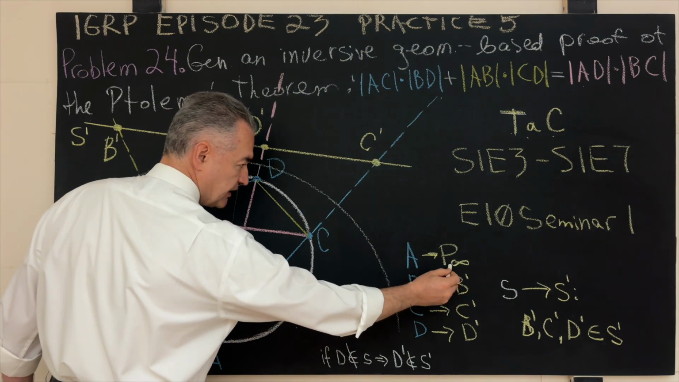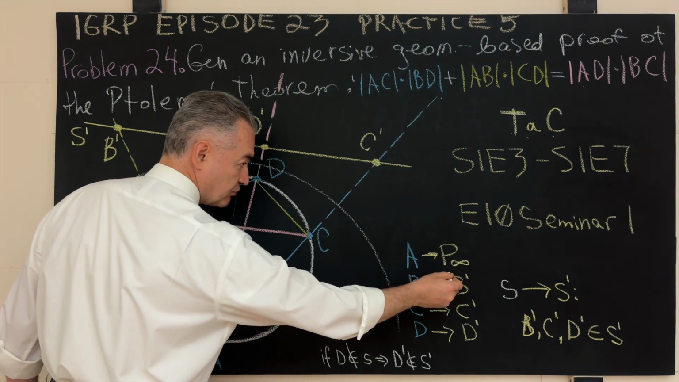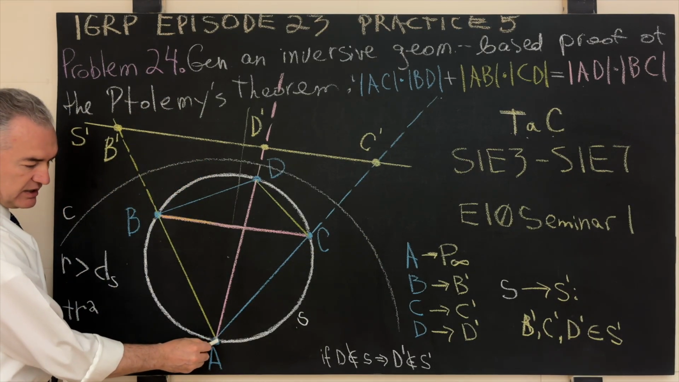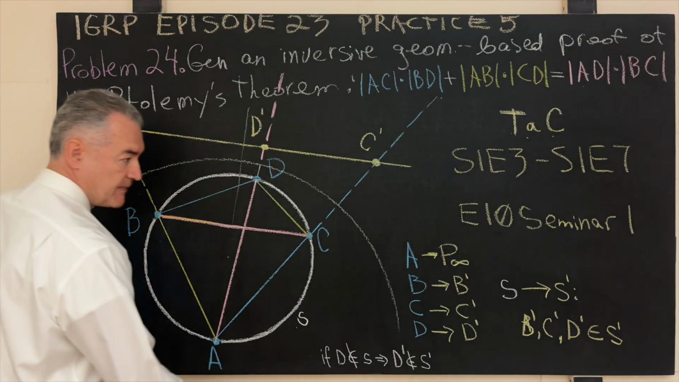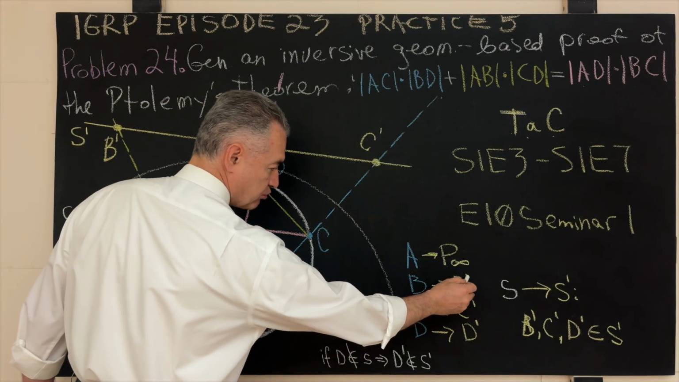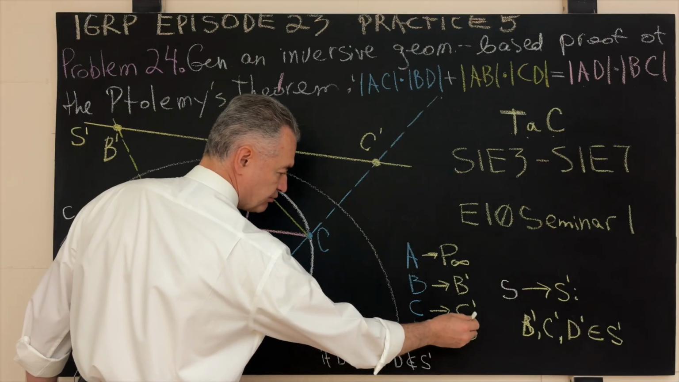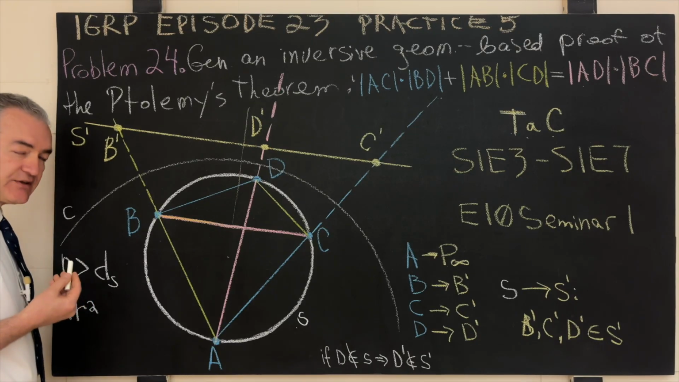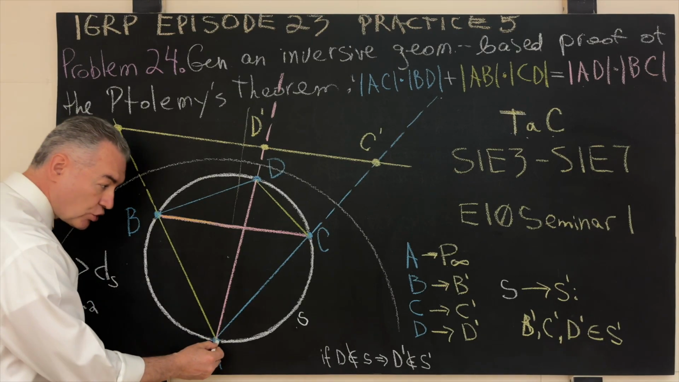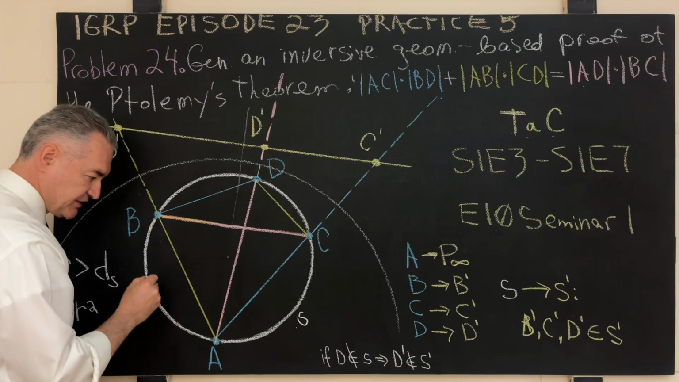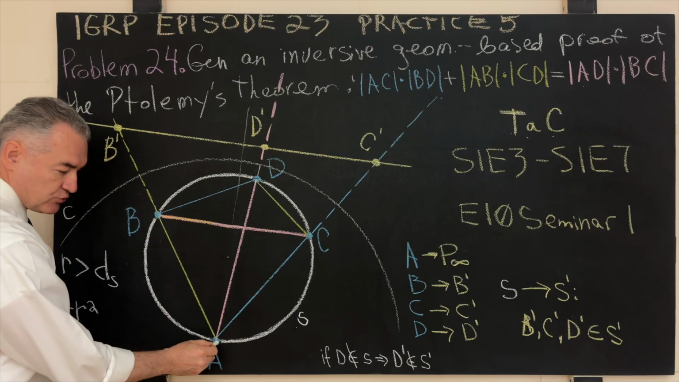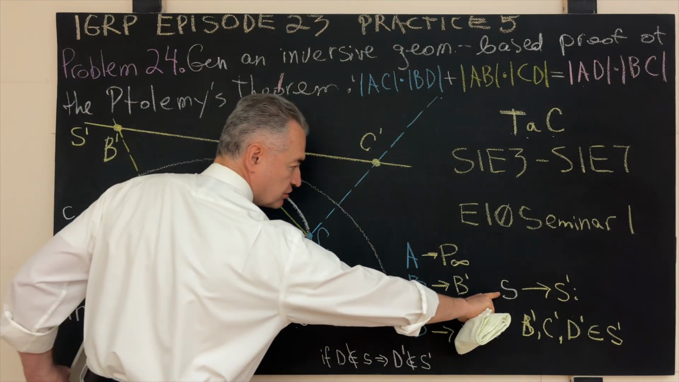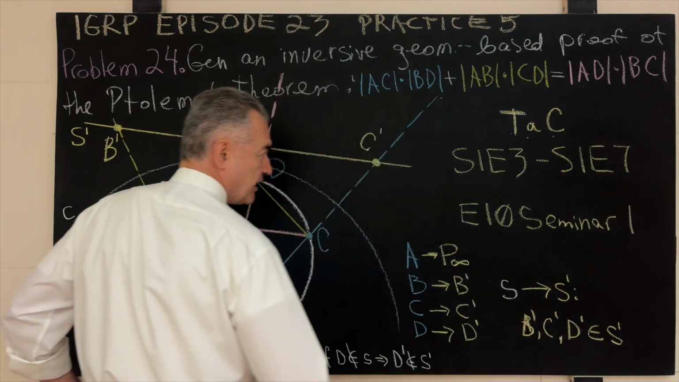The point A will be taken into the point at infinity. Conversely, the point at infinity will be taken into the center of inversion. The point B is taken into the point B prime. The point C is taken into the point C prime. D goes into D prime. And remember, this is our fundamental technical find. The circle S that houses all four distinct coplanar points and passes through the center of inversion is taken into a straight line. The circle S is taken into a straight line S prime.